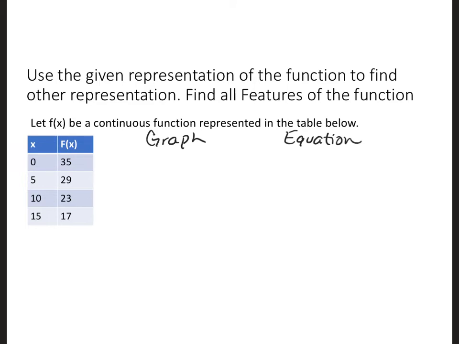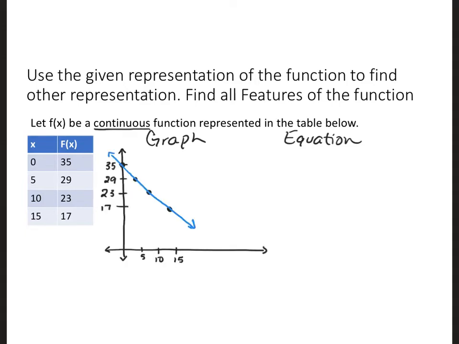Pause the video and see if you can plot the points and create the graph on your own. When you're thinking about the graph, it does say a continuous function. So when you have a continuous function, you want to connect the points, creating one smooth continuous line. So connect all the points that you plot. Okay, I have my graph created. I'm also going to go ahead and give this function a name.